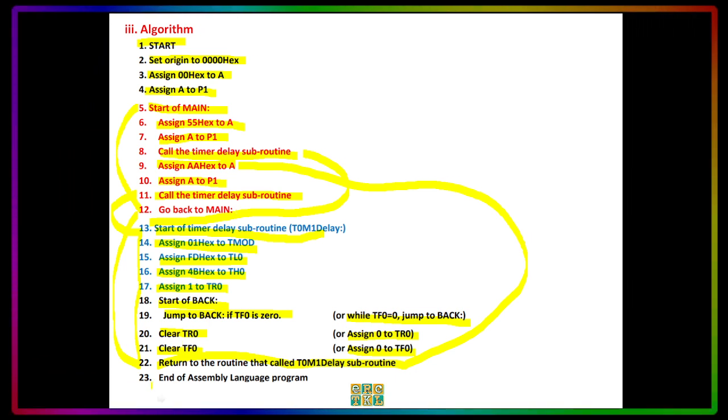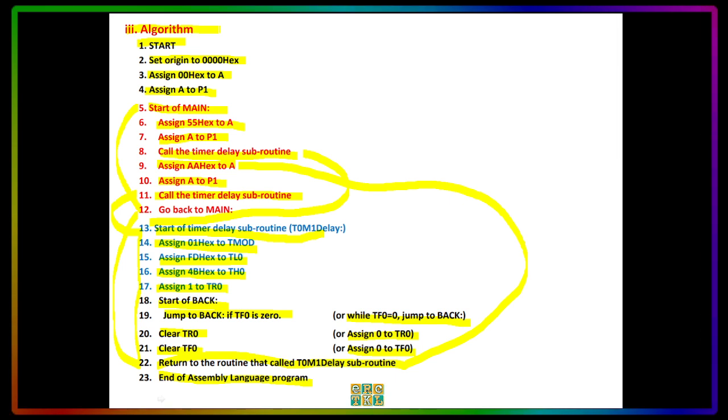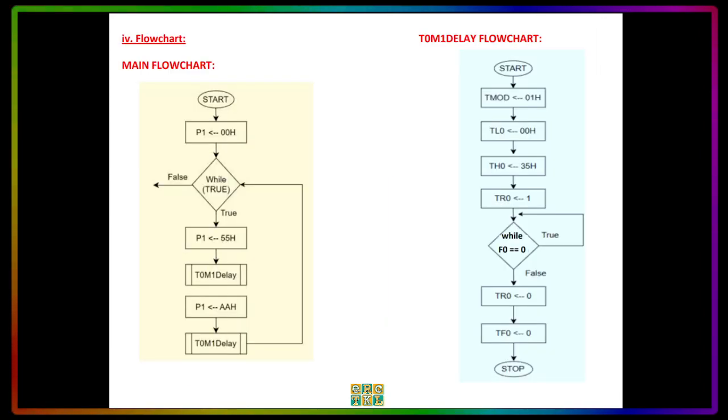And then finally, we write end of the assembly language program. So there you go. This is how to write the algorithm of an assembly language program. Now for the next part, we will be drawing the flow chart. So the flow chart for this particular example consists of two parts.